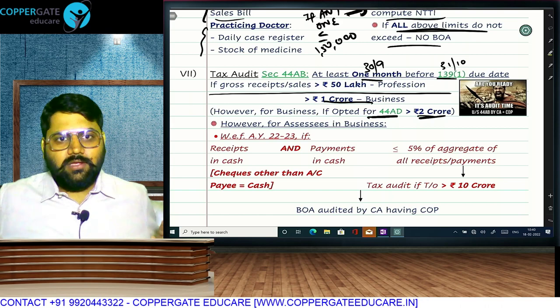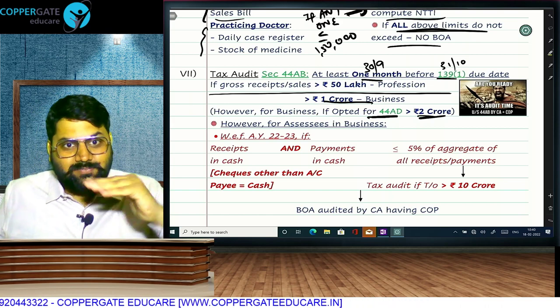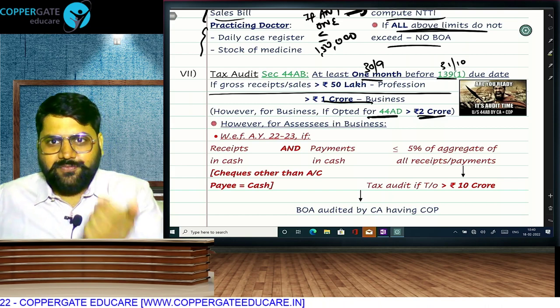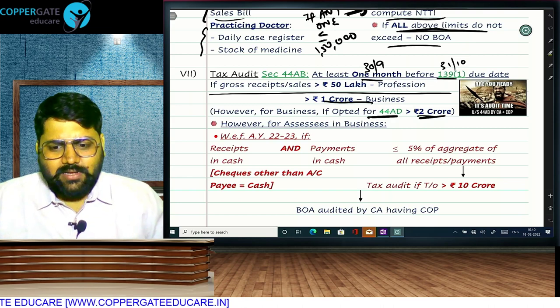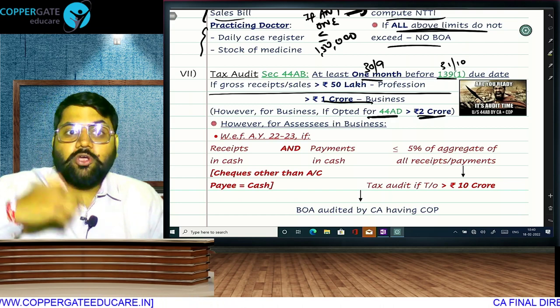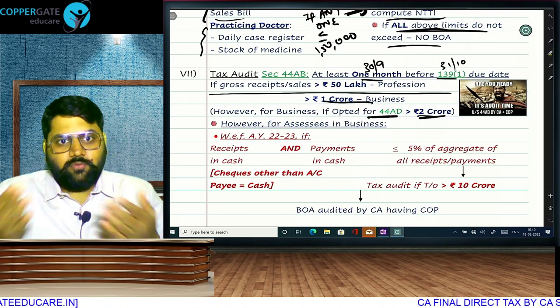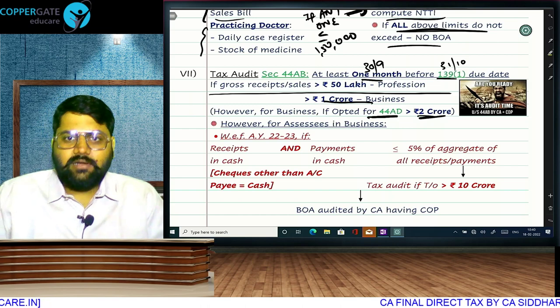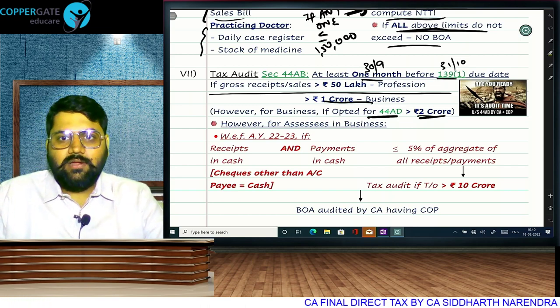So for profession, the rule is very easy because the tax audit limit and the presumptive limit are the same. The presumptive limit is also 50 lakh. So if you cross 50 lakh, then tax audit is compulsory, presumptive not allowed. And if you are up to 50 lakh, then presumptive is allowed and tax audit is not compulsory. But here, tax audit is after 1 crore, but presumptive is available up to 2 crore. If you opt for presumptive, you will not have books of accounts, so no need to get an audit done. But if you don't opt for presumptive, then after 1 crore itself, audit will become applicable.